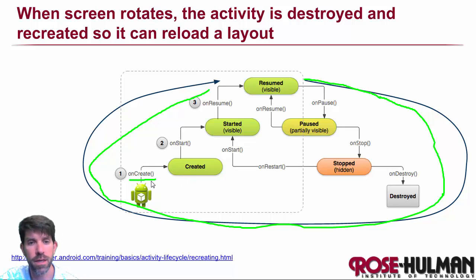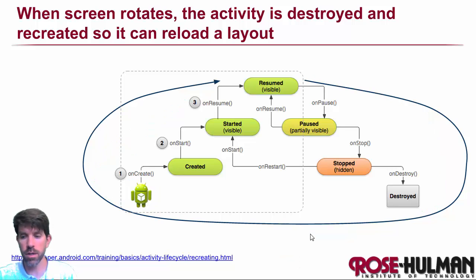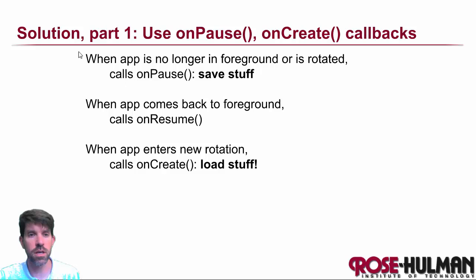So it knows that there's new content this time, the layout land activity main XML that we had created. So it's going through this whole thing here. When it's destroyed, where does the data go? In the meantime, where can it live in between runs? So let's talk about this, and it's really a couple different stages.